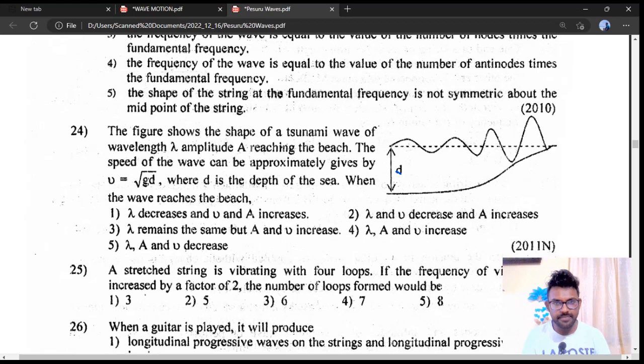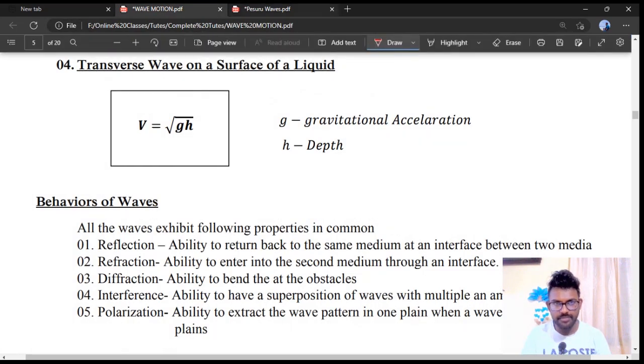When the wave reaches the beach, okay, I think you have heard about this tsunami, right? And we also experienced this tsunami in 2004, right? So whenever you see a tsunami wave, it's a transverse wave occurring on a liquid surface. Here is the ocean. So it's also given the same equation, root gh or root gd, where d is the depth. Here it's the h we have considered for the depth.